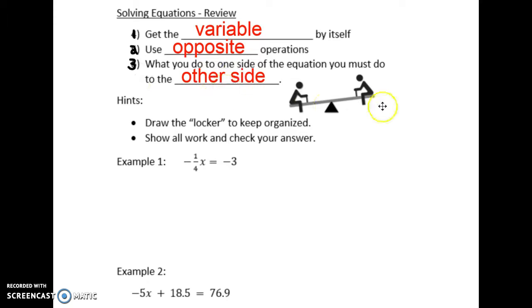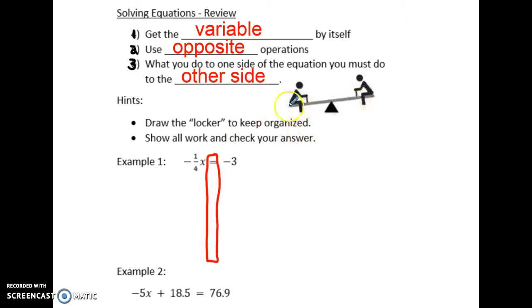So, some hints to keep in mind. We call this a locker, and you draw the locker underneath your equal sign and around your equal sign because it really does look like one of your lockers out in the hallway. What this locker does is it helps you keep organized.